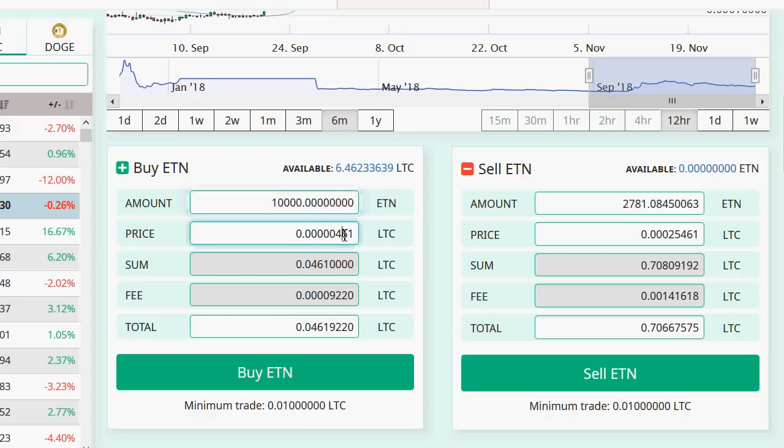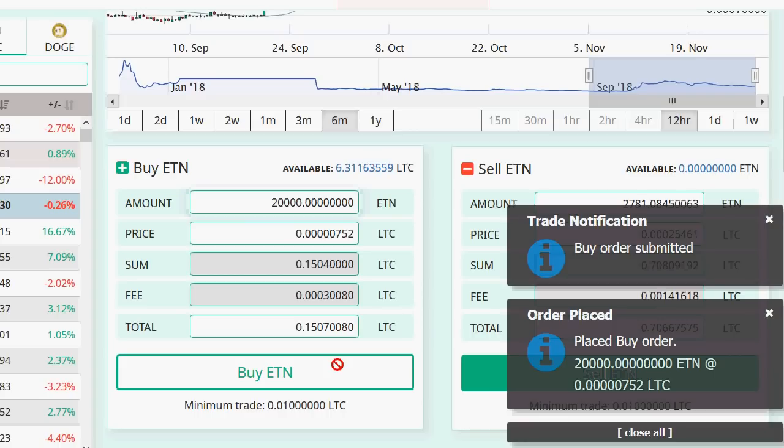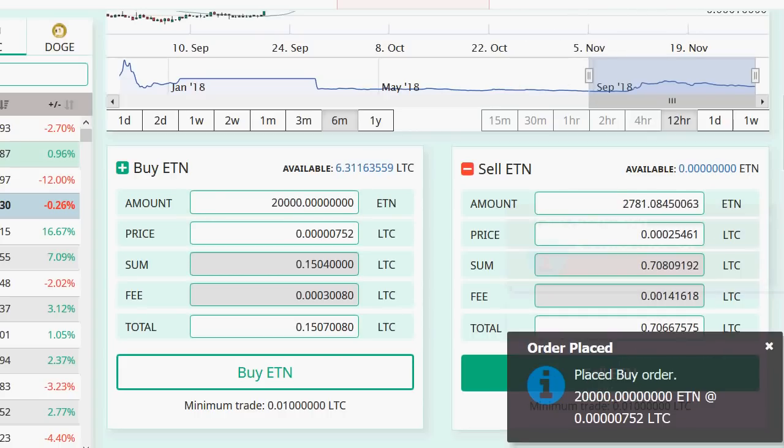Or 700 even. 750. Oh, that would cost me 0.07. Well, let's try to buy 20,000 then at that price. And if it hits, then I'll be really happy.